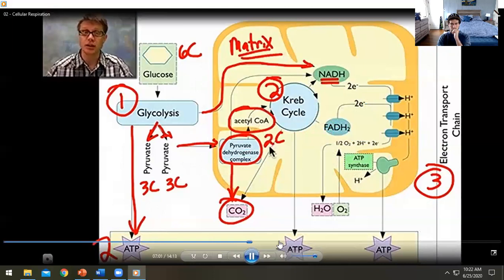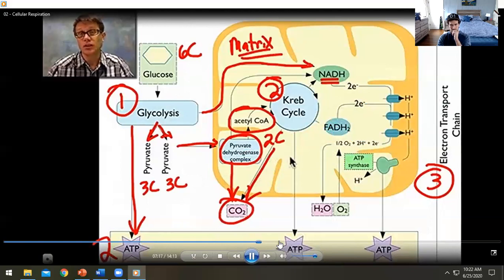watching acetyl-CoA. So it's a 2-carbon molecule. Where does it go next? It goes to the Krebs cycle. And so in the Krebs cycle, we're going to break it down further, and we're going to get rid of these two carbons in acetyl-CoA, and we're going to give those off as carbon dioxide. So we're getting rid of carbon dioxide.